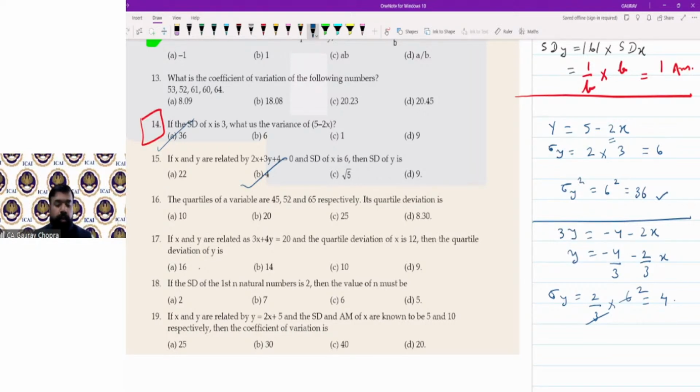Now the next one is 16. A very easy question. The quartiles of a variable are given and you have to find out the quartile deviation. Whenever the quartiles are given, that means these are Q1, Q2, Q3, and you have to find the quartile deviation. So Q3 65 minus Q1 45 upon 2. The answer will be 10. Option number A. So 10 is the quartile deviation.